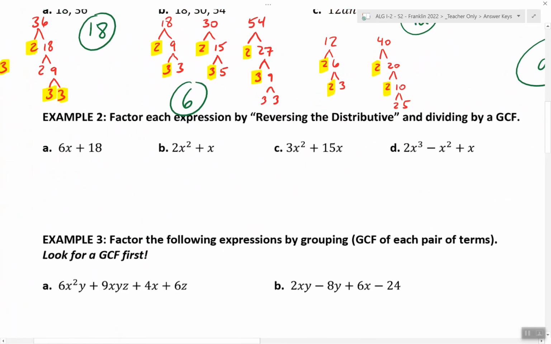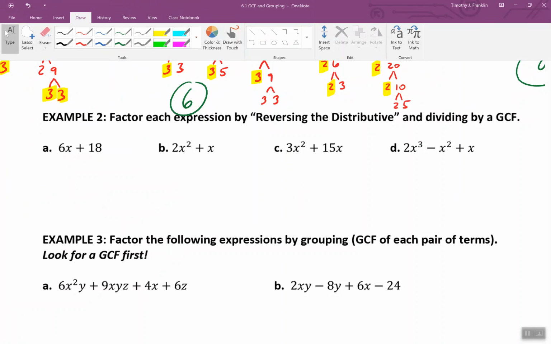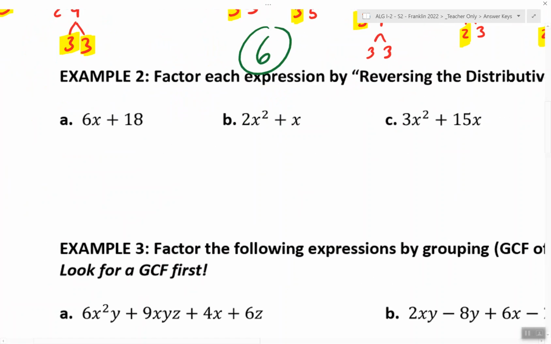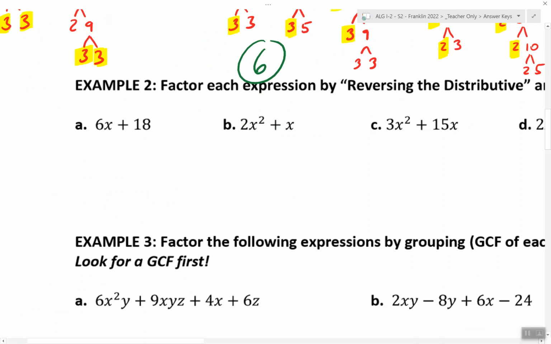Now we can use this to factor an expression by using the reverse distributive property and dividing everything by a GCF. So for the first one we have 6x plus 18. Well, 6 is the GCF of 6 and 18. So we can divide both of those by 6 and we end up with x plus 3. So we're kind of going backwards through the distributive property.